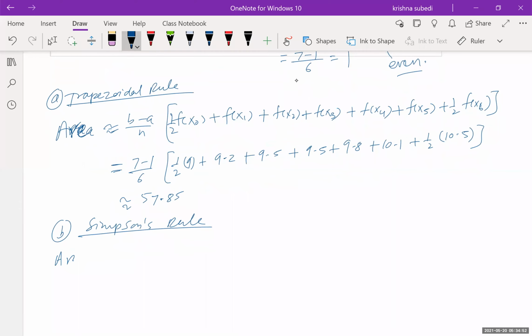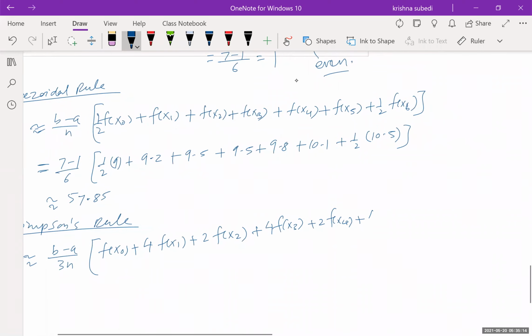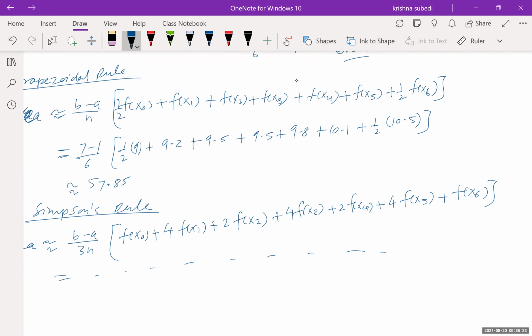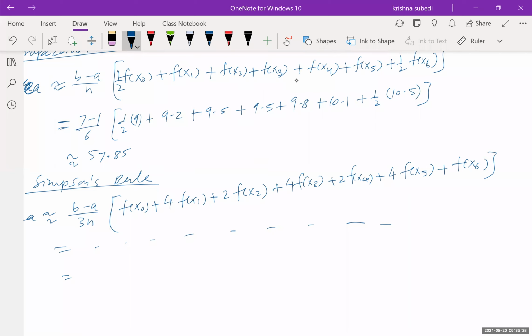And so, using the Simpsons rule, area can be approximated by b minus a divided by 3n, and write down the formula, which is f of x naught plus 4 f of x1 plus 2 f of x2 plus 4 f of x3 plus 2 f of x4 plus 4 f of x5 plus f of x6. Okay, just substitute the value and then let me know what is your answer. So after substituting the value, you guys got the answer to be 57.76. I can write 57.77 approximately, and I trust that that is the right answer, and we're done.